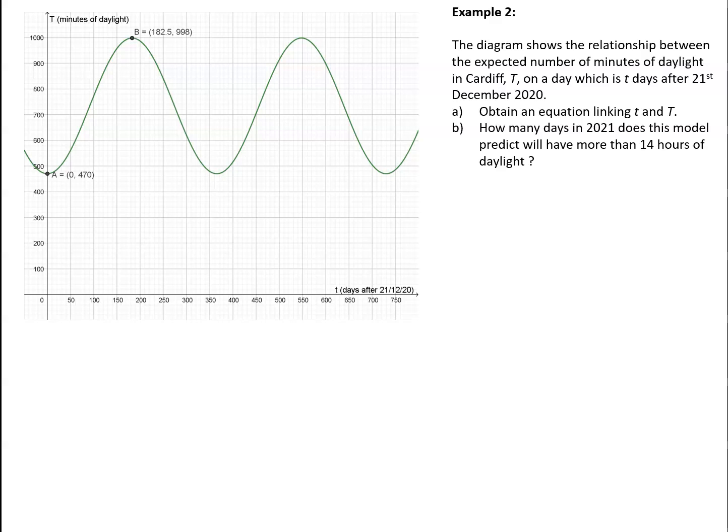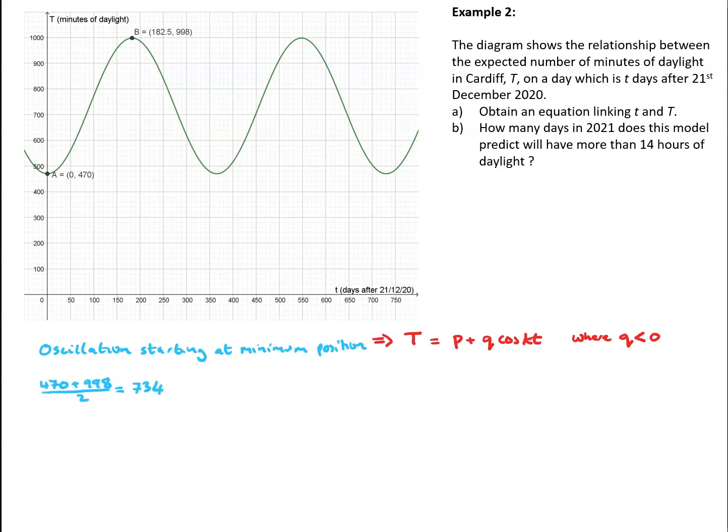If we look at the graph carefully in this case, we can see the graph is starting at its minimum value, which suggests that we have a function of the form y equals p plus q cos kt, where q is a negative number. We can see that we have an oscillation that has a minimum value of 470 and a maximum value of 998, so the mean position is the average of 470 and 998, which is 734. So that tells me that the value of p must be 734.